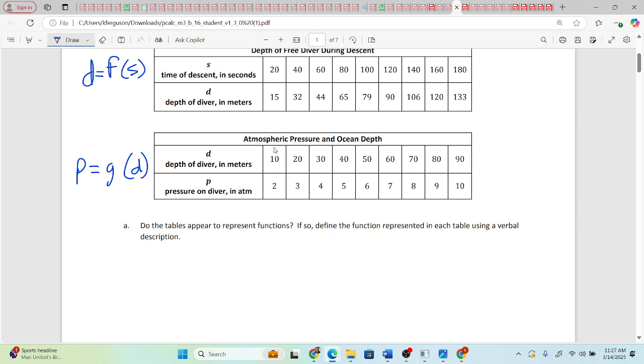And then the next table is talking about how much pressure there is versus the depth of the ocean. So if this diver goes down 10 meters, they're dealing with two atmospheres of pressure. I'm not a science teacher, so I can't tell you exactly what atmospheric pressure means, but that's what these numbers mean. That's two atmospheres of pressure, three atmospheres of pressure, and so on and so forth. So that's what those two tables mean. Okay.